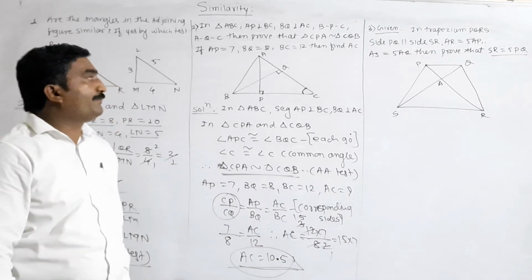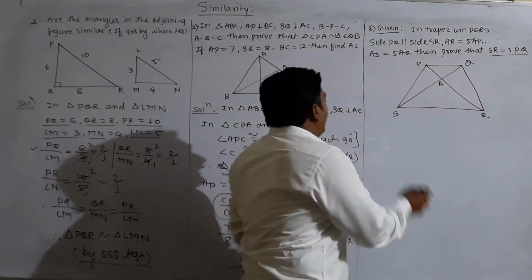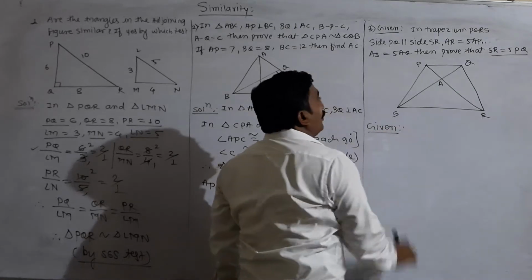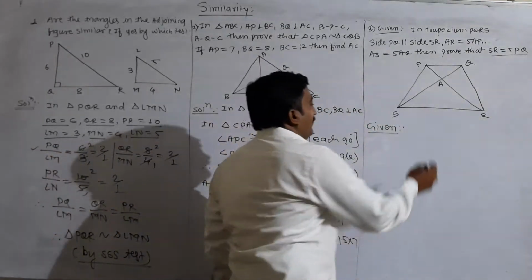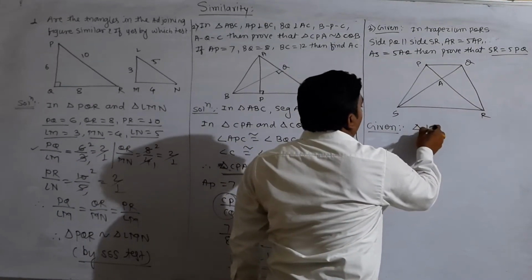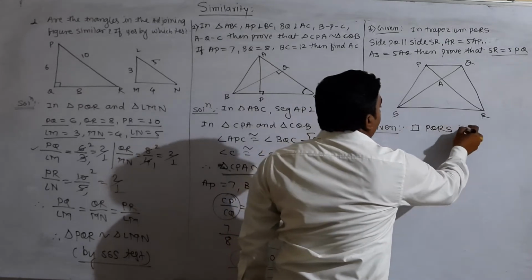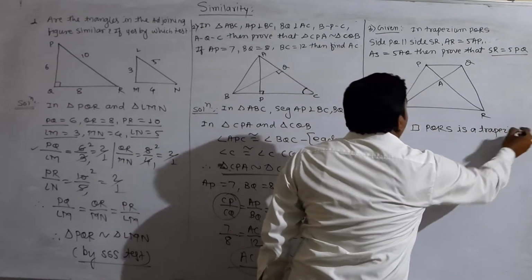Let us study a third problem given in a trapezium. This is a given trapezium. So given is that we have to prove SR is equal to 5 PQ. So given is that quadrilateral PQRS is a trapezium. We know that it is a trapezium.